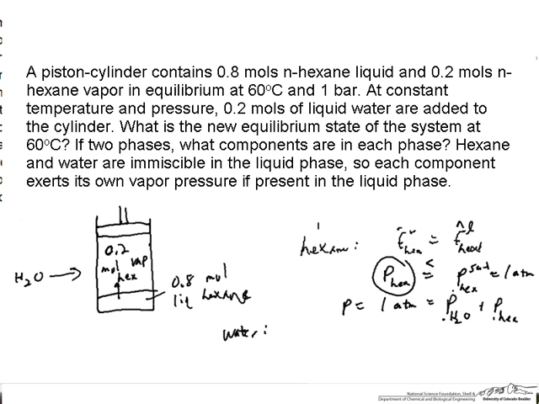Now for water, we can write a similar relationship that the fugacity of vapor phase water is equal to the partial pressure of vapor phase water, which is equal to the saturation pressure of water at 60 degrees C, right, the temperature in the problem statement. Right, the saturation pressure of water at 60 degrees C is less than 1 atmosphere, right, significantly less. And so it's possible that equality that's written right above, that 1 atmosphere is equal to the partial pressure of water plus the partial pressure of hexane, can be satisfied.